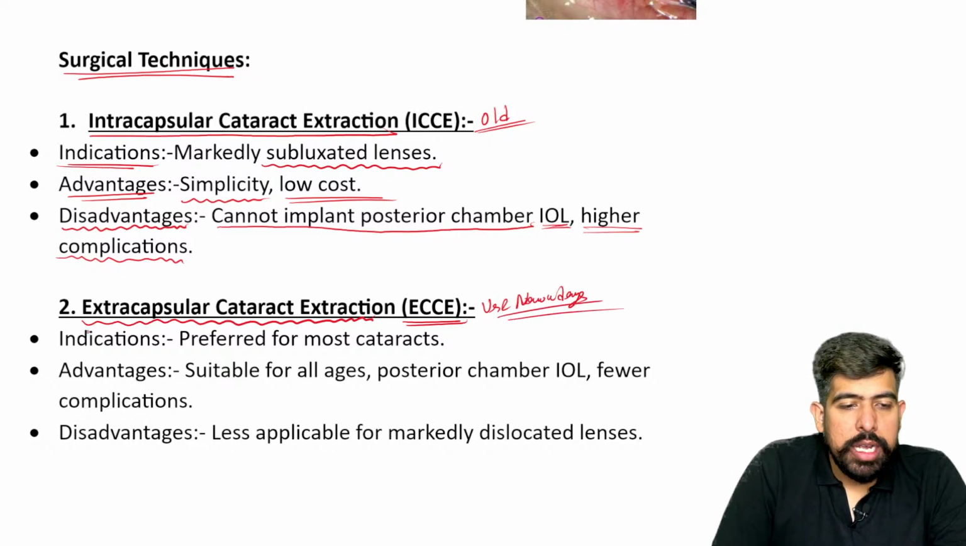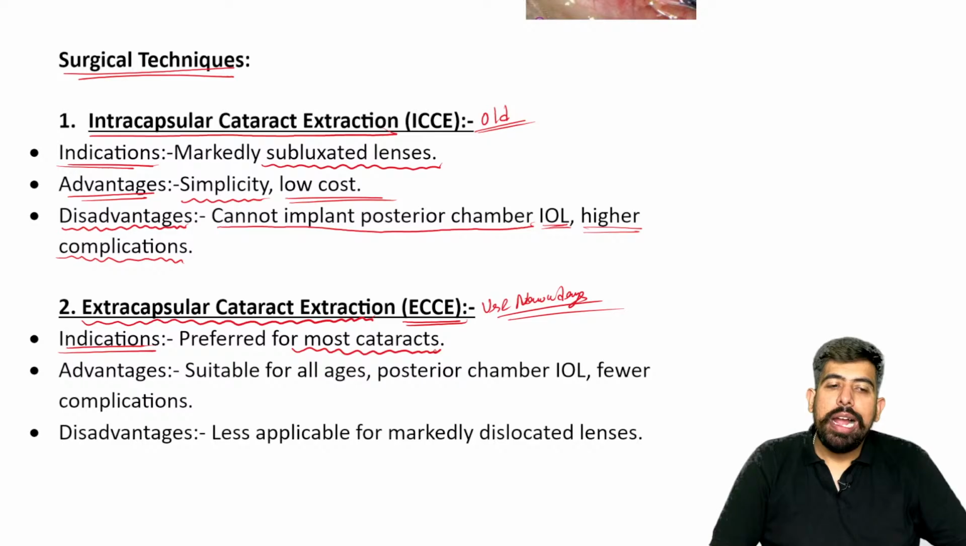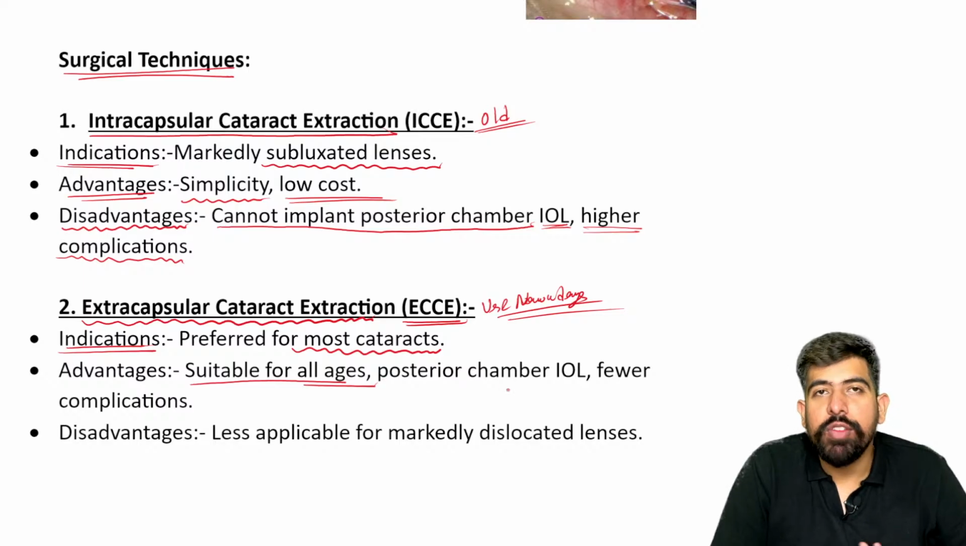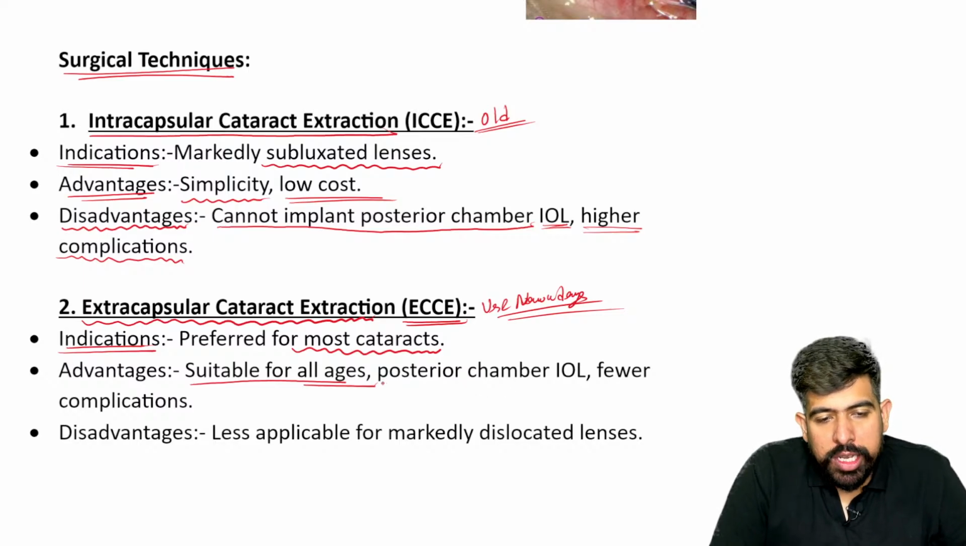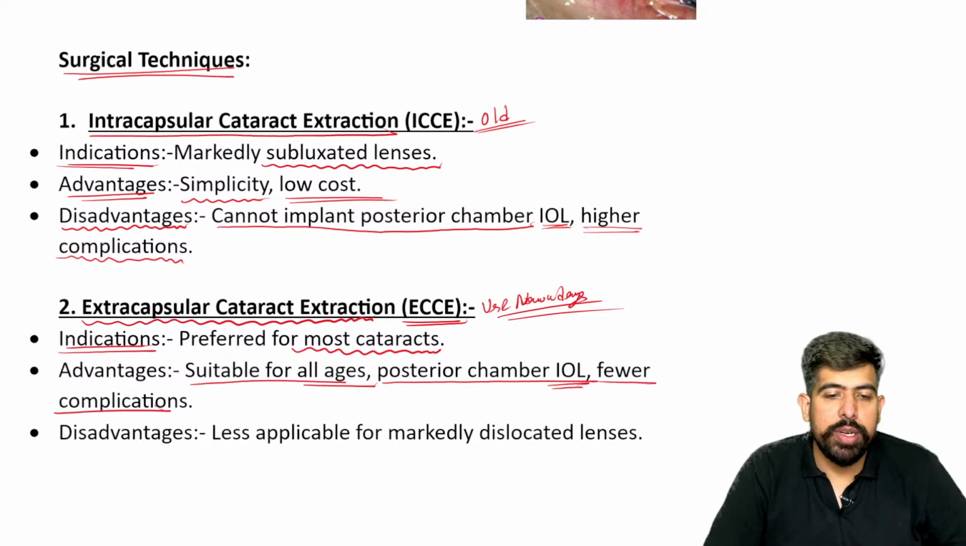What we are doing in this, the indications are there. It is preferred for most cataracts. In all cataracts, we can do this extracapsular cataract surgery. And what is the advantage? Please remember, it is suitable for patients of all ages. We don't have any issues. Also, we can put in the posterior chamber intraocular lens, and there are only fewer complications.